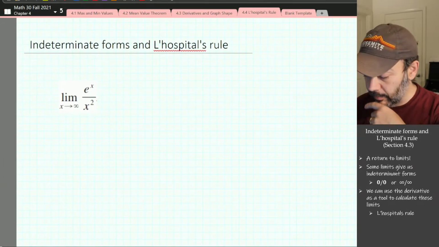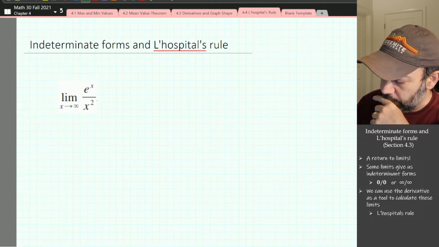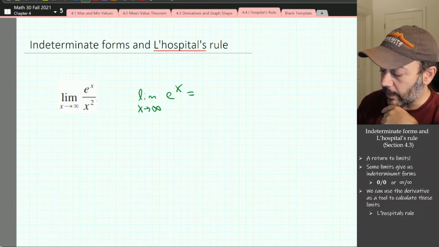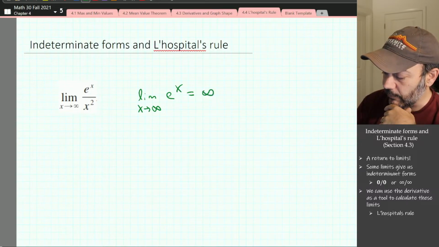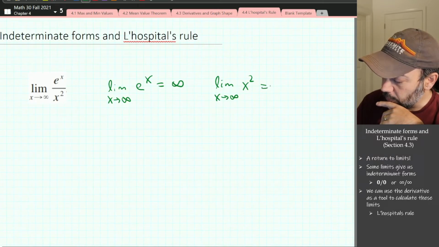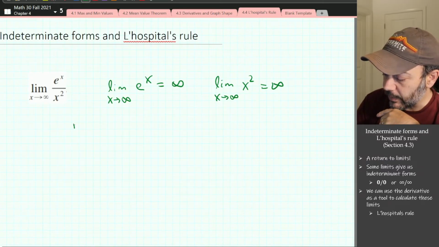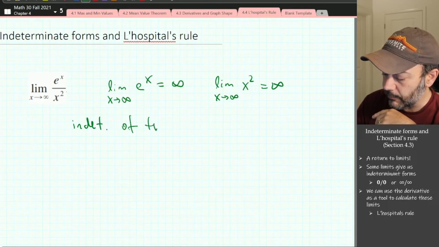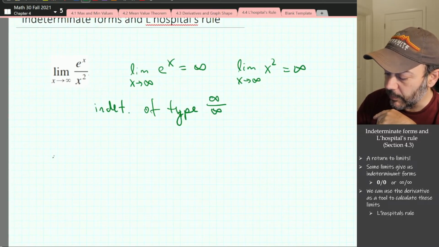This is one we looked at earlier. So the first thing you would do is say, well, what is the limit as x goes to infinity of the numerator? Well, as x goes to infinity, e to the x goes to infinity. And what about the limit as x goes to infinity of x squared? Well, that is also infinity. And so we have an indeterminate form of type infinity over infinity. So we can apply L'Hopital's rule.